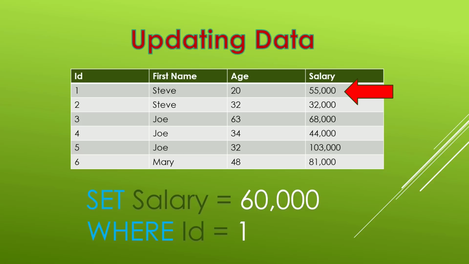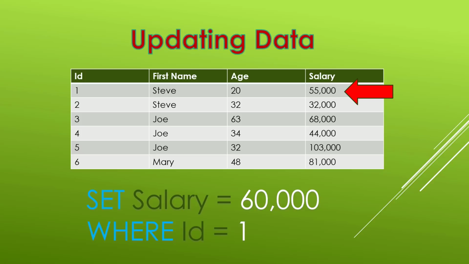Now we don't have to use ID if we had some other criteria for a where clause to specify which Steve we were looking for. So maybe we could say where first name is Steve and age is 20. But in this case, since we have IDs and we're using a primary key in our tables, it makes it a lot easier to find the specific reference to that particular record in our table and update just that one.